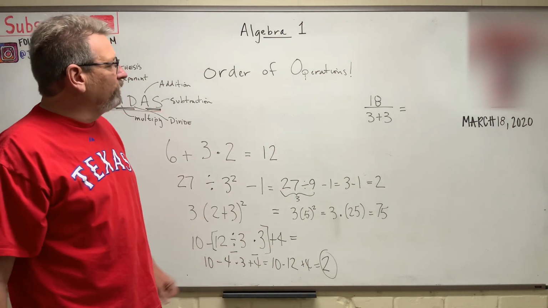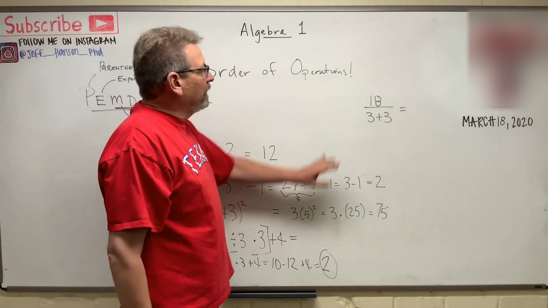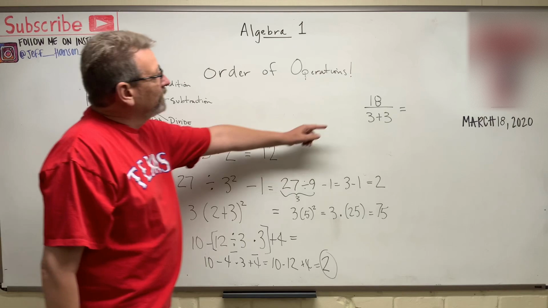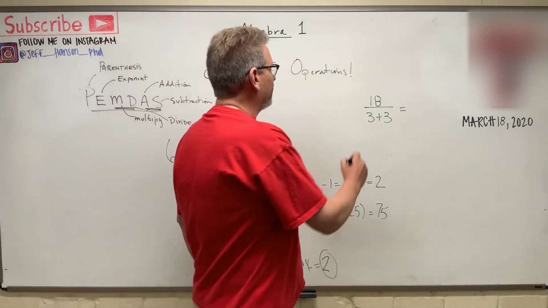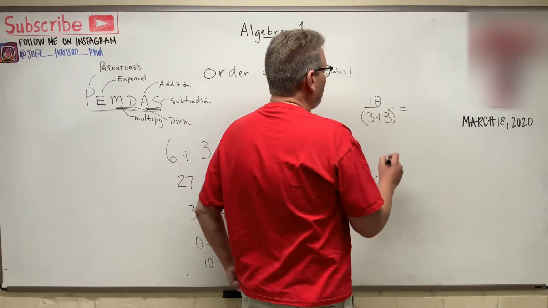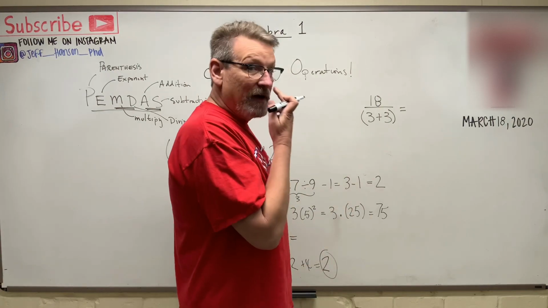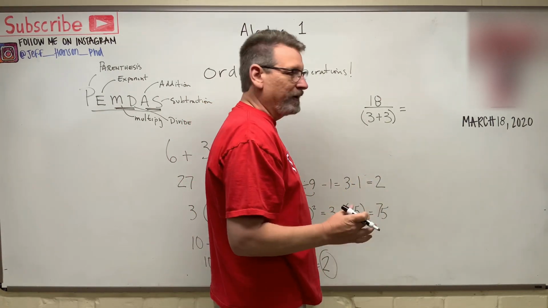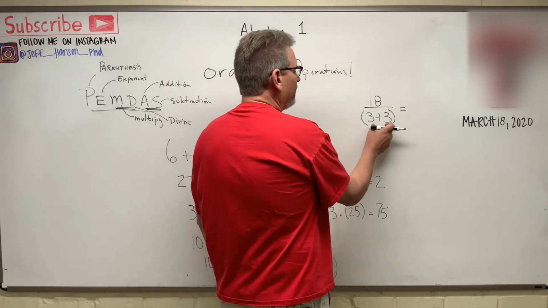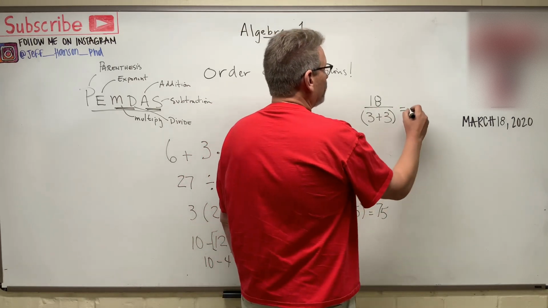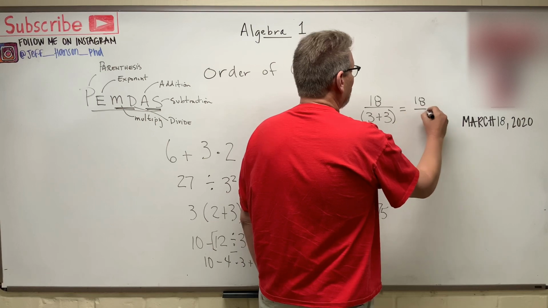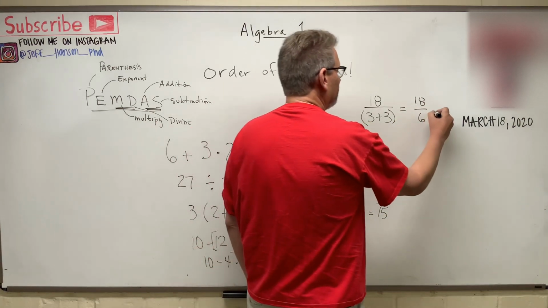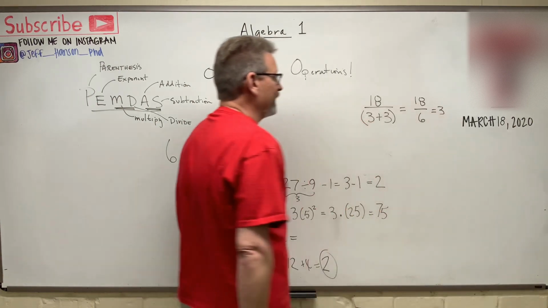Okay, we've got one more over here, and this one has a divide, but it's written a different way, right? Instead of writing a divide this way, it's written in fraction form. So this bottom down here, we'll put parentheses around that. We've got to do that operation first because it's 18 divided by everything that's on the bottom. So we have to do this operation down here on the bottom, which becomes 18 divided by 6. And how many times does 6 go into 18? We know that. It's 3.